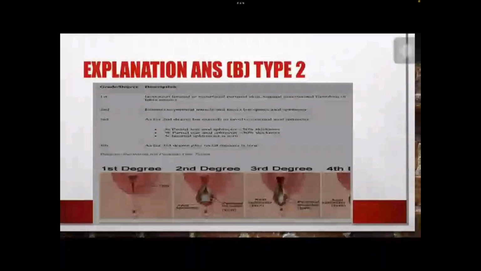Okay, so the next question is on the femoral triangle. The femoral triangle is bounded medially by which of the following structures? The options are: A, the inguinal ligament; B, the inguinal canal; C, adductor longus muscle; D, adductor brevis muscle; and E, sartorius muscle. The femoral triangle is bounded medially by the adductor longus muscle.